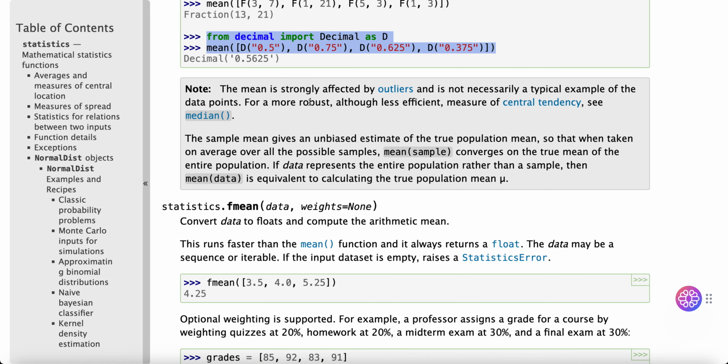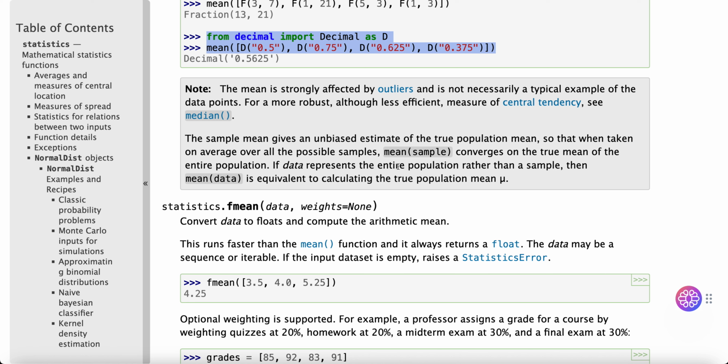Note: the mean is strongly affected by outliers and is not necessarily a typical example of the data points. For a more robust, although less efficient, measure of central tendency, see median. The sample mean gives an unbiased estimate of the true population mean, so that when taken on average over all the possible samples, the mean of the sample converges on the true mean of the entire population.